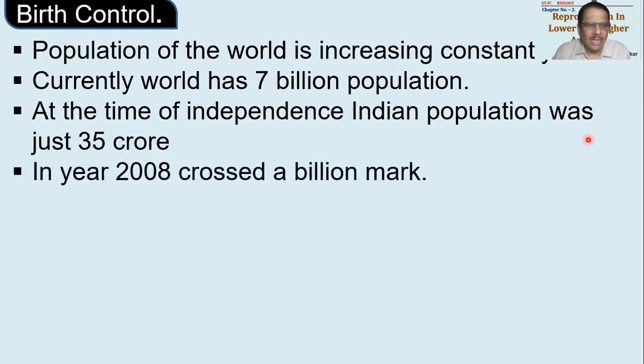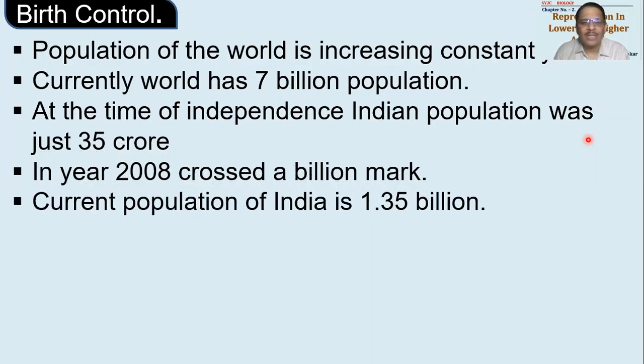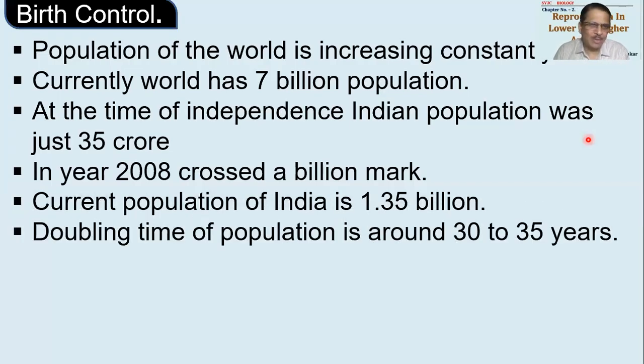Now, at the time of independence, our population was just around 30 to 35 crore. It has started increasing. In the year, it crossed a billion mark. And now, current population is 1.35 billion. Still increasing. Okay. Continuously increasing. ऐसे कहते हैं कि हर एक सेकंड में एक बच्चा पैदा होता है. Fine. So remember this aspect very well. This sentence is very important. Doubling time of population is around 30 to 35 years. What is doubling time? Population gets doubled.